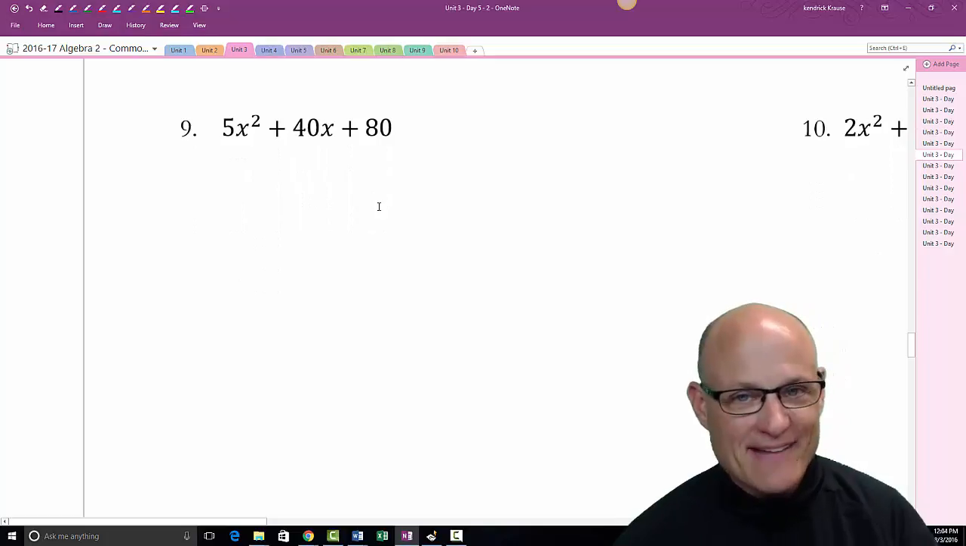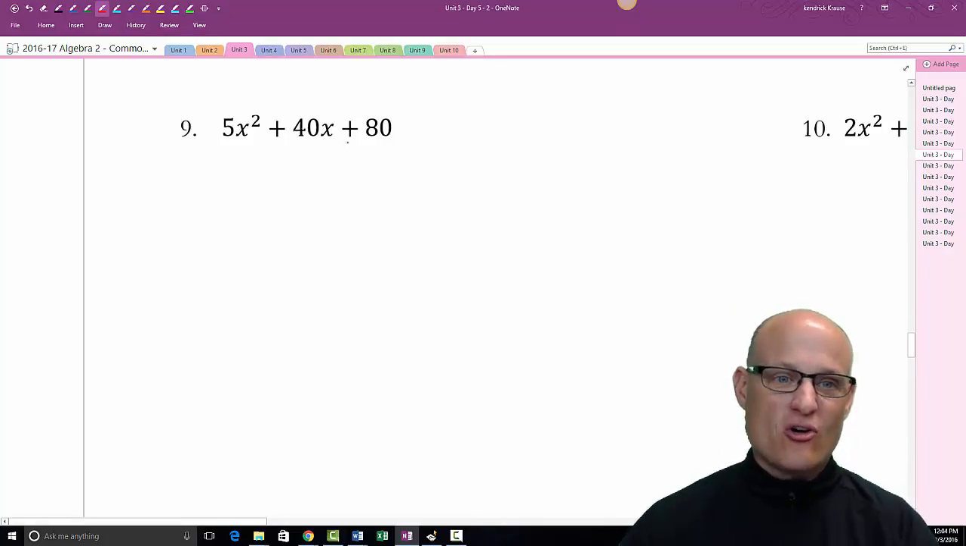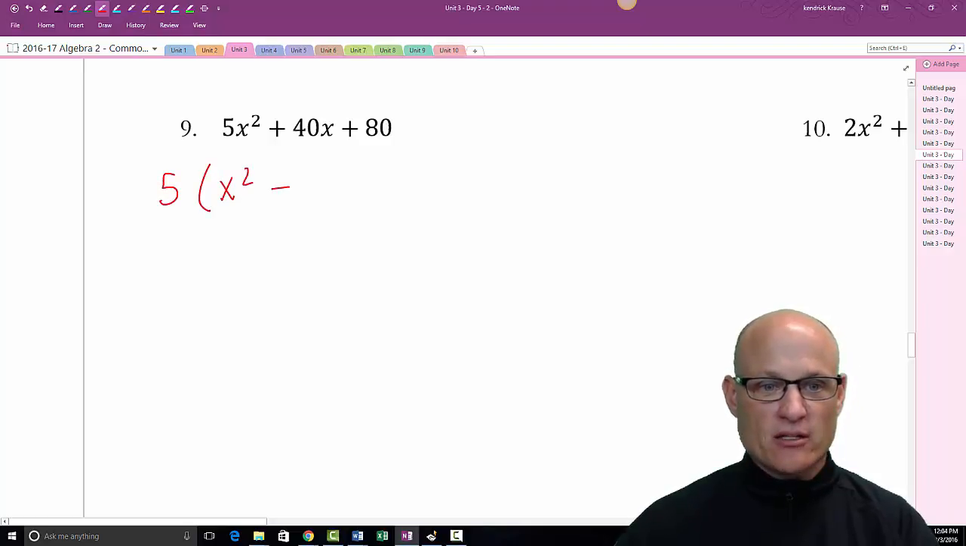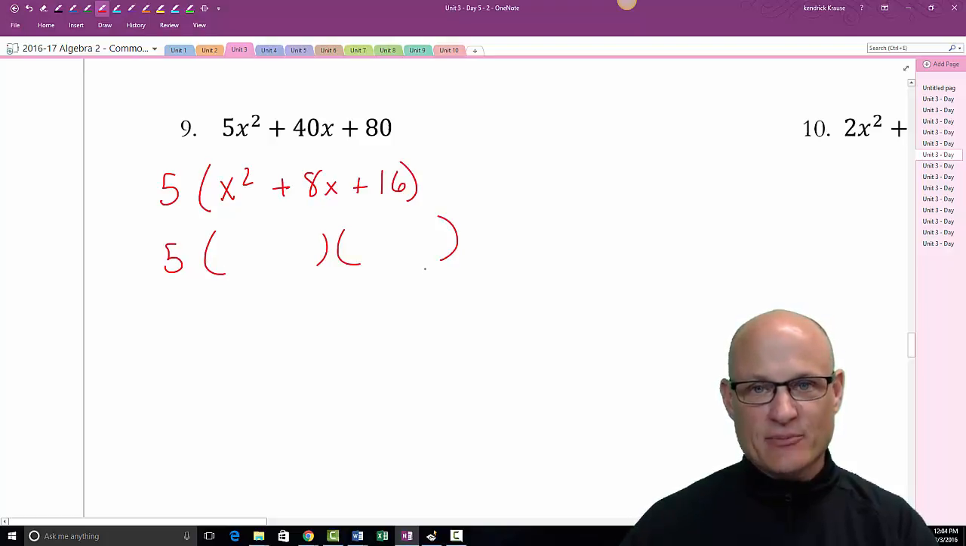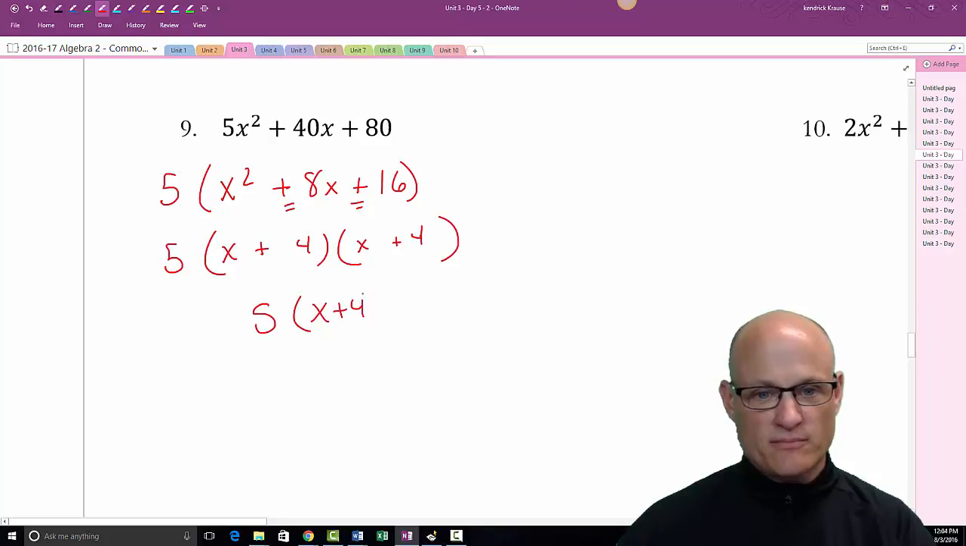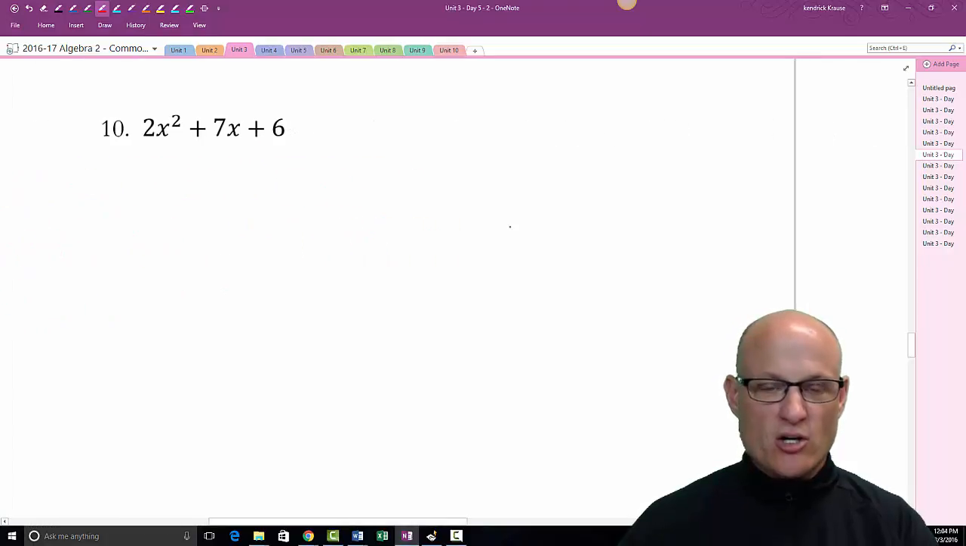Looks like here we have a GCF. They all have a 0 at the end. A 5 can go into all of them. So 5x squared plus 8x plus, in this case, it is 16. So I need two numbers that multiply to 16 that add up to 8. Now, because this is plus, I can put the signs in. They're both going to be positive. And 4 and 4. It's actually called a perfect square trinomial. You can write it like this. We'll do this tomorrow. Either way is acceptable.